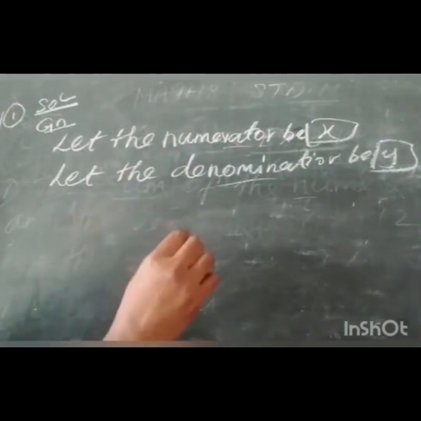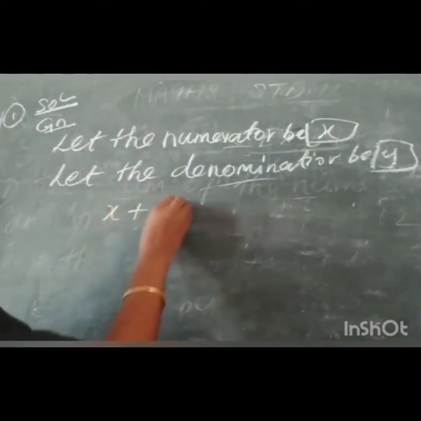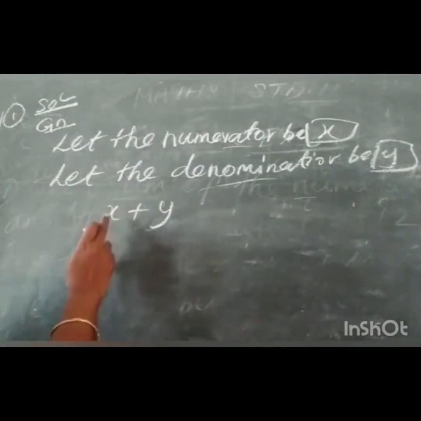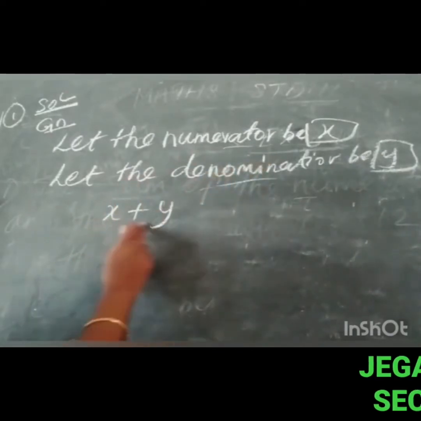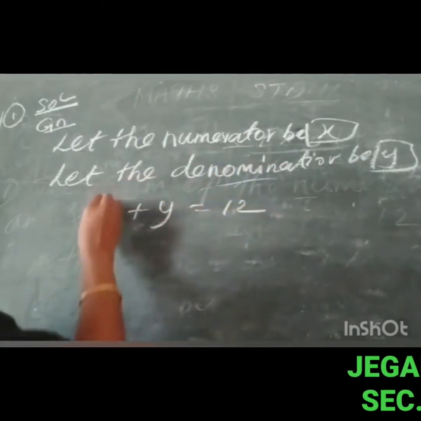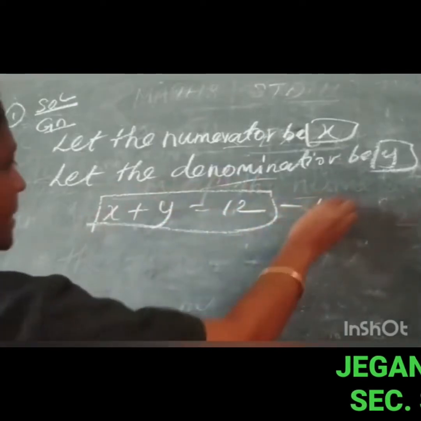So now what is given in the sum? The sum of the numerator and denominator is equal to 12. That is given in the sum. So the numerator let us assume x, denominator let us assume y. So x plus y equal to 12. This is the first equation.